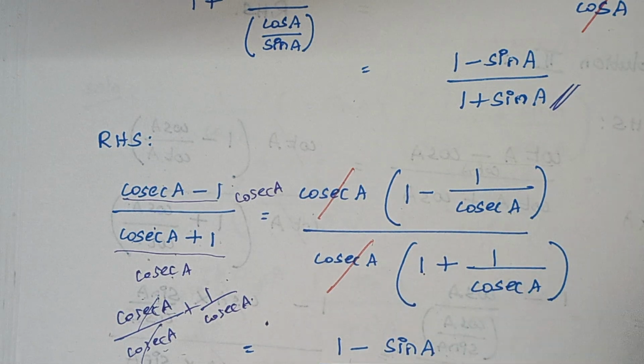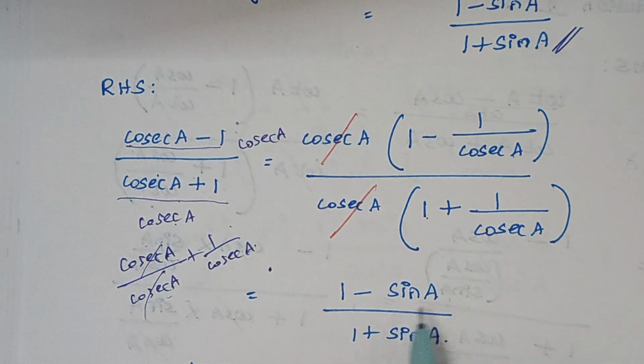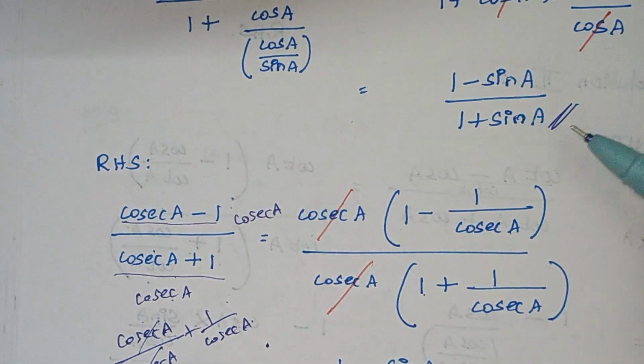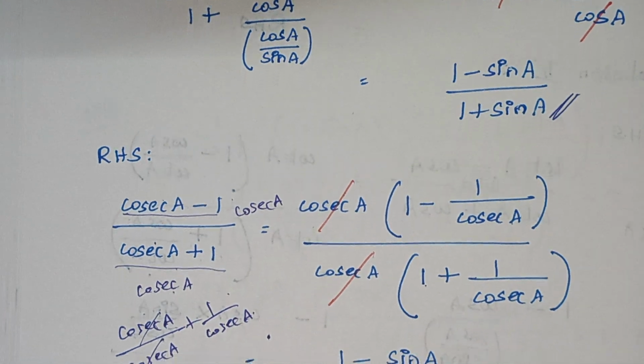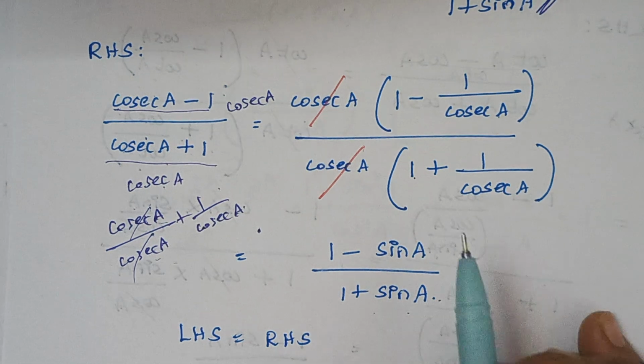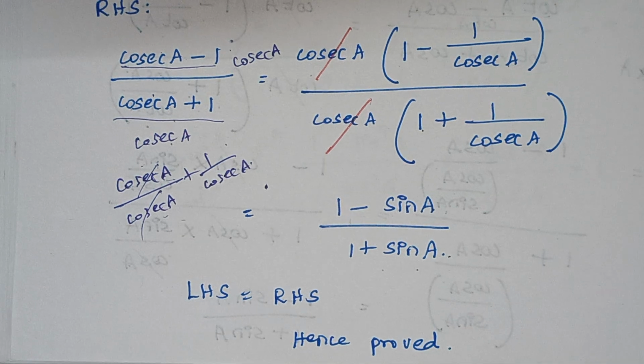So now these two terms cancel each other, and finally we end up with this term. So 1 by cosecant A is nothing but sin A, right? So this becomes 1 minus sin A divided by 1 plus sin A, right? You see, in the LHS also we got the same answer, and by solving the RHS also we got the same answer, right? So this shows that LHS is equal to RHS, and hence proved, right?